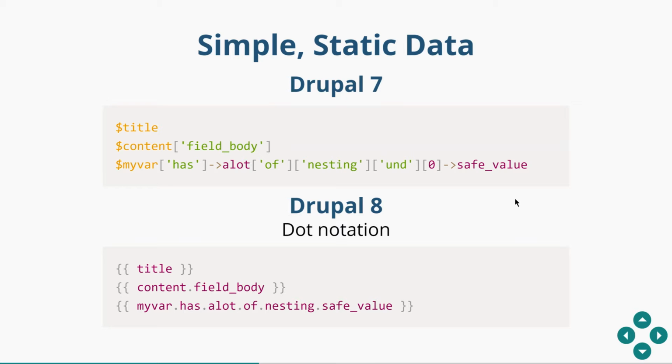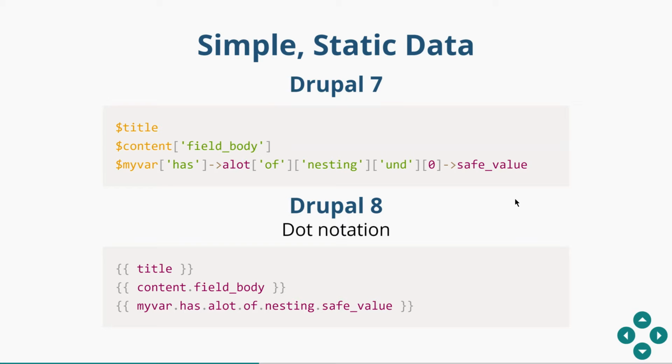So these are the same thing. So if I want title, I just do curly brace, curly brace, title, and then content.field_body, and then my var has a lot of nesting and crap, and you notice that the und value isn't there because it's just going to send you the right language by default, and you don't have to worry about that garbage.